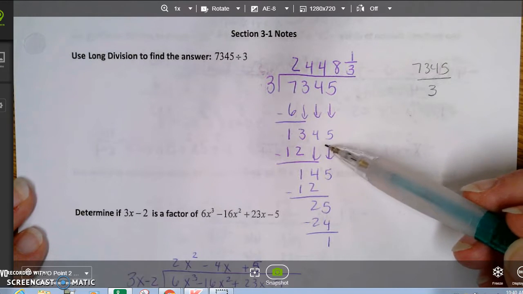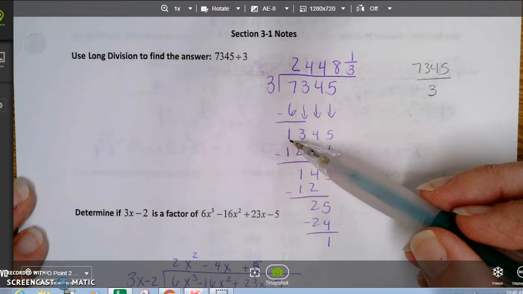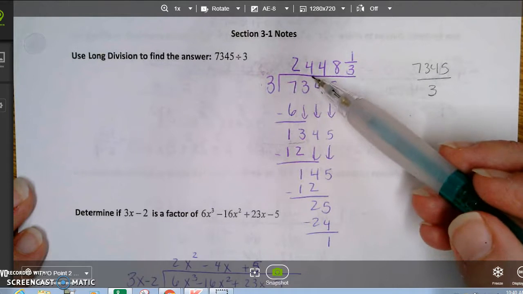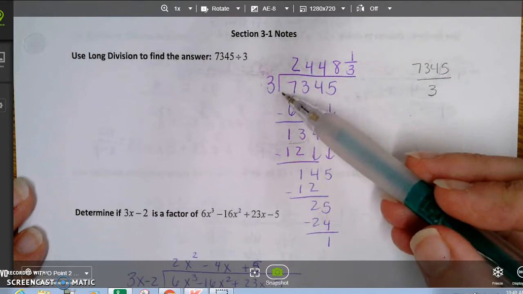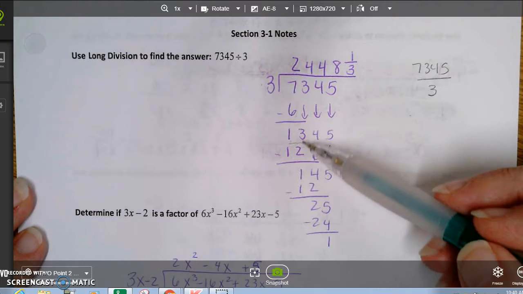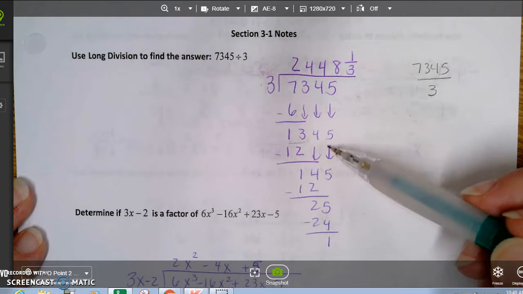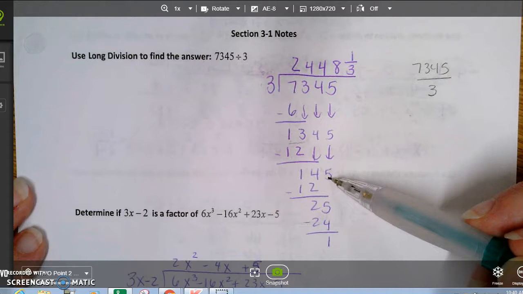So then for the next step, we're looking at the 1. 3 doesn't go into 1, so we look at 13. Does 3 go into 13? Yes, it goes in 4 times. So 3 times 4 is 12. Subtract these two numbers, we get 1. Carry down the 4, carry down the 5.